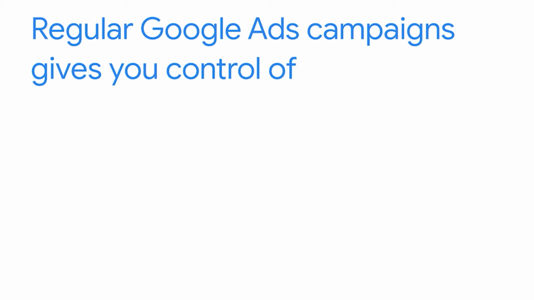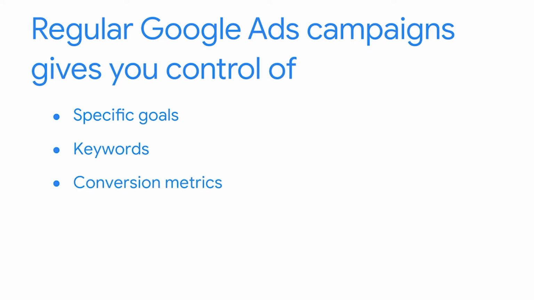Search campaigns, shopping campaigns, display campaigns, and video campaigns are regular Google Ads campaigns. When you use any one of these types of campaigns, you have complete control of the campaign's specific goals, keywords, conversion metrics, and budget decisions. While Google Ads campaigns require knowledge to use, they can be extremely beneficial when creating an ad campaign. Coming up, you'll learn more about how to run successful campaigns.